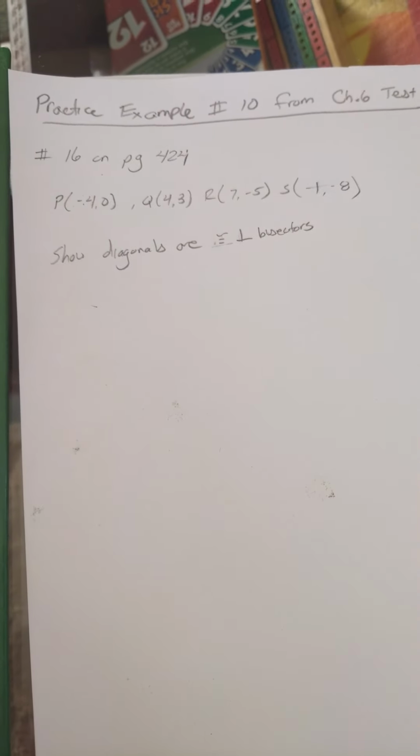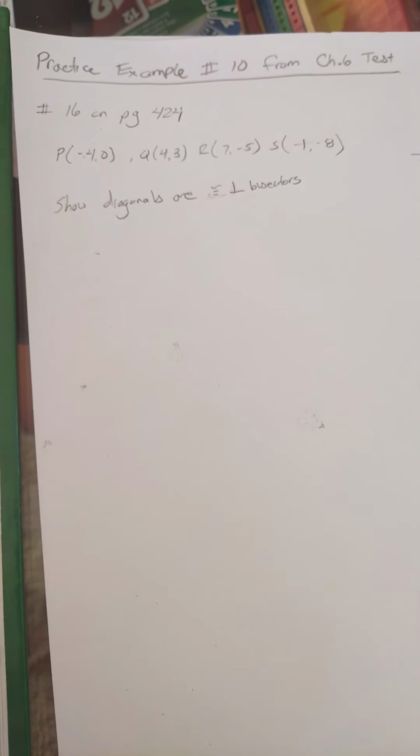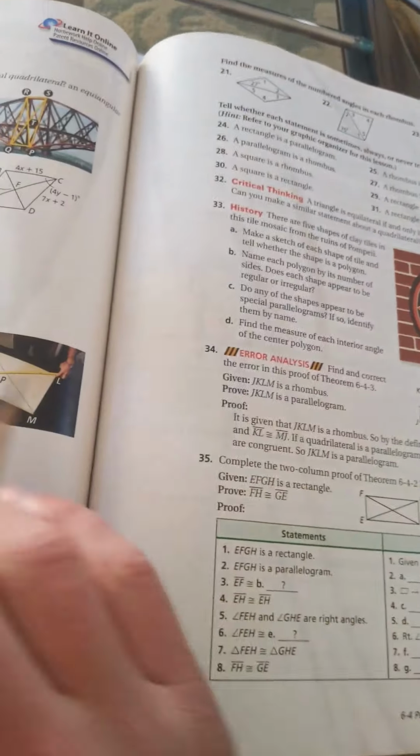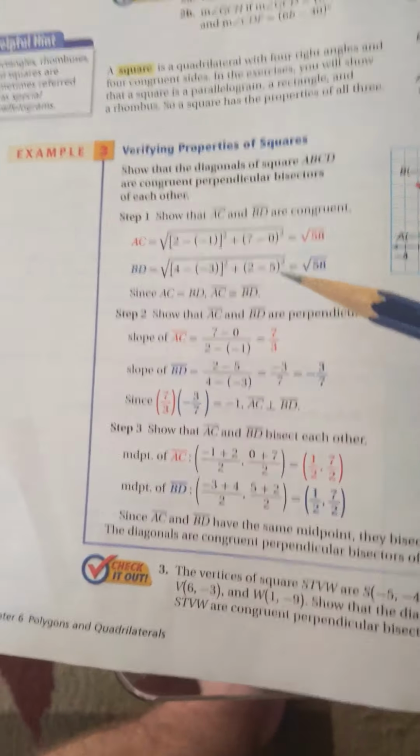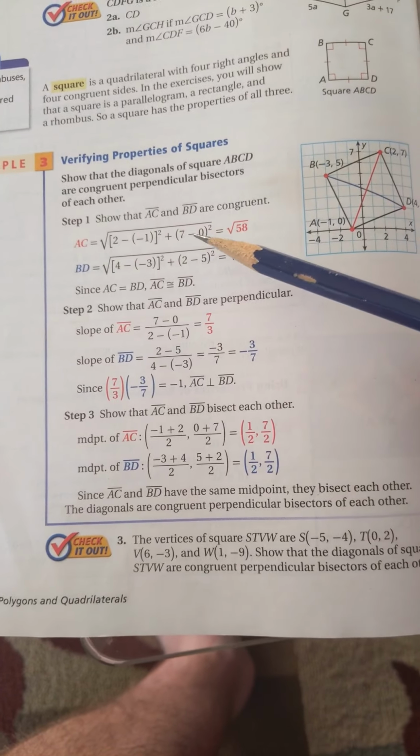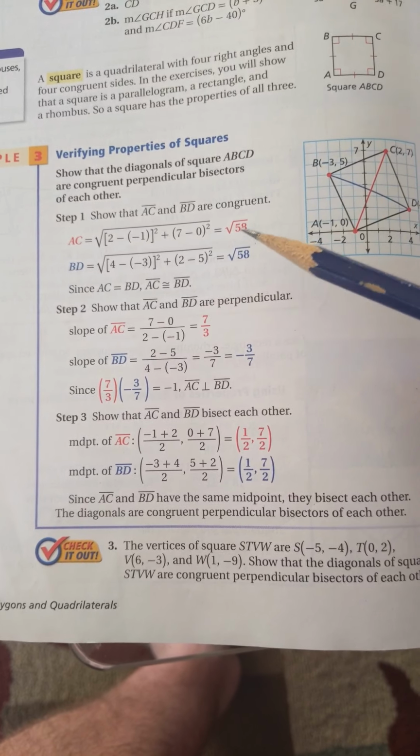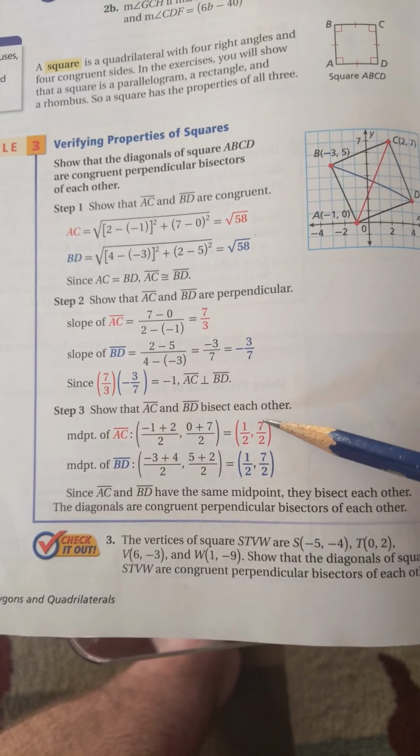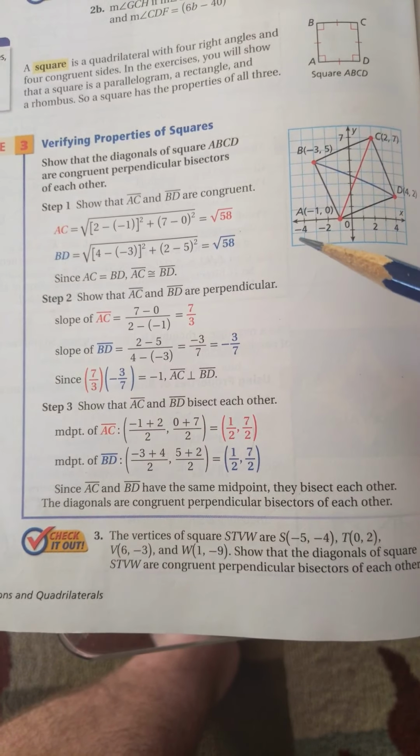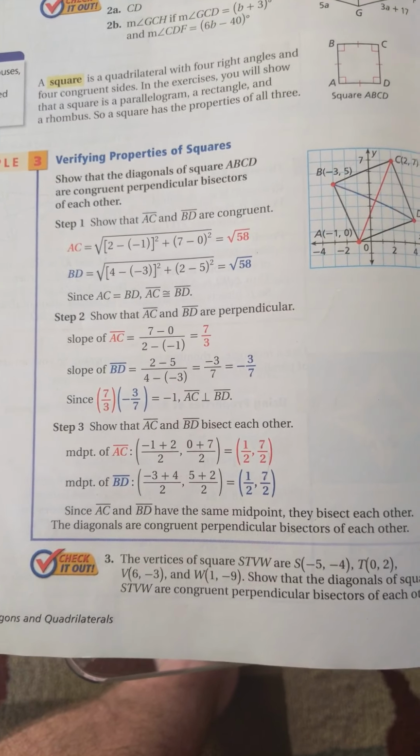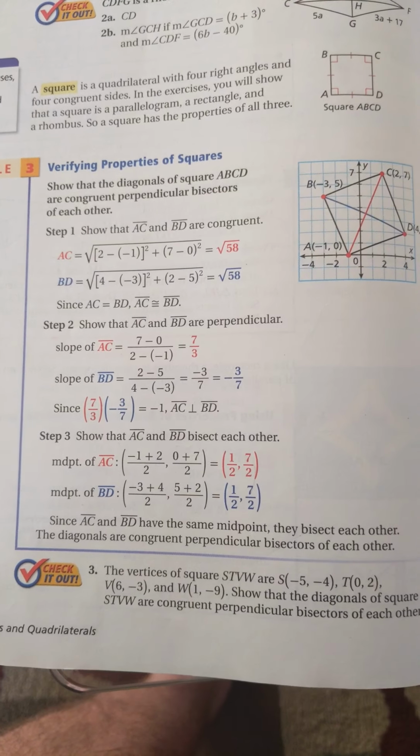It says the vertices of PQRS are there in front of you. I have it graphed. And in the directions it says to show the diagonals are congruent, perpendicular, bisectors. So it's 3 steps. And if we look on page 422, you'll see that it shows they're congruent, perpendicular, and bisectors. So this is the problem that most of you referred to for seeing one that was just like your test.